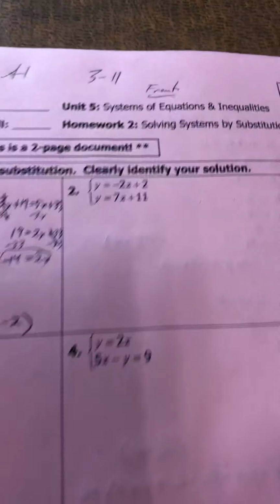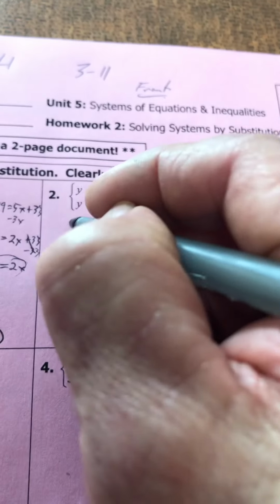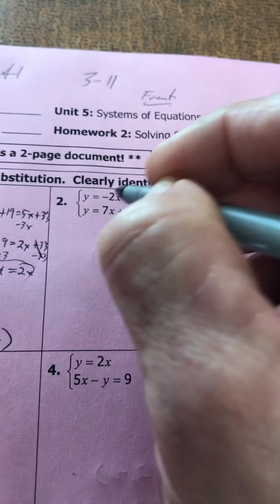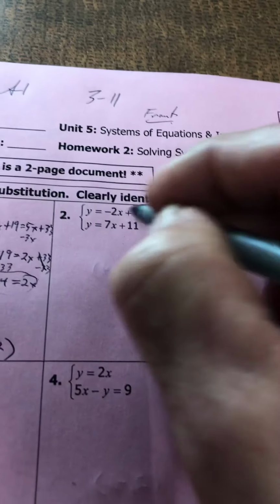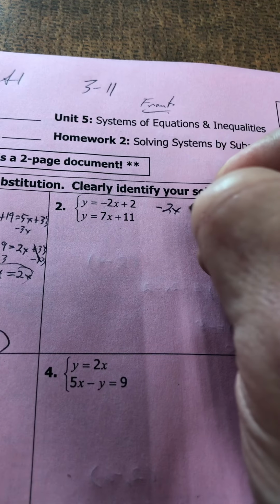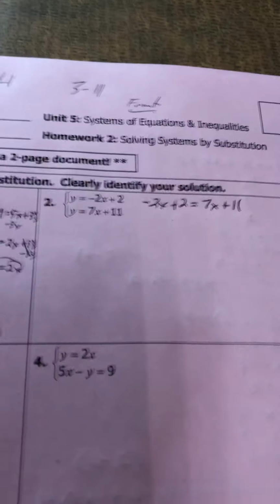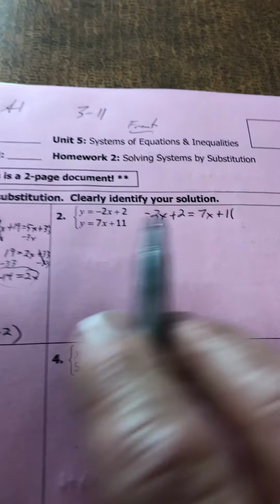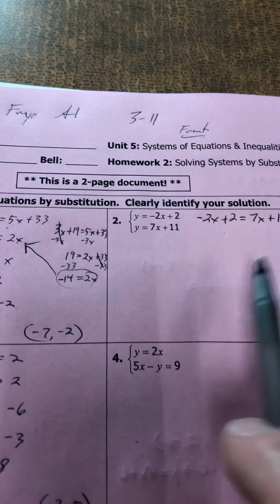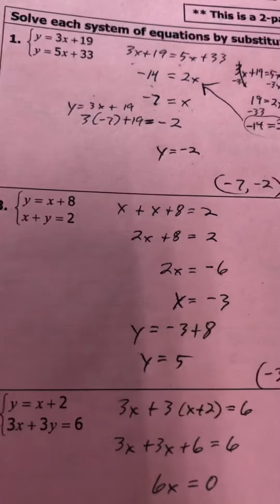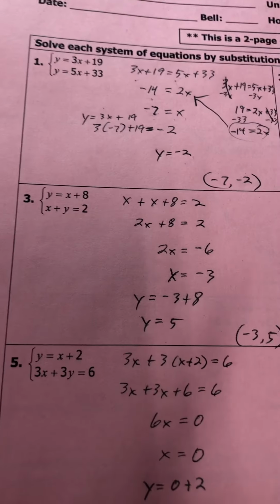To set up number 2 for you, you're just going to set these two equal to each other because y equals this and y equals that. So y equals y, so this equals this. Negative 2x plus 2 equals 7x plus 11. Okay, and then you'll get the variable by itself on one side, solve for x, and then plug it into one of those two.